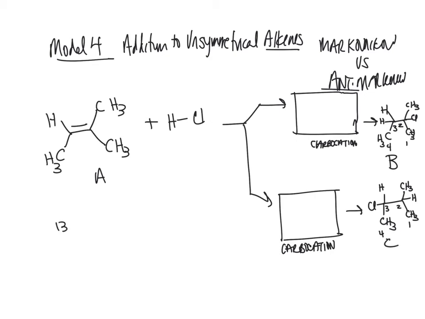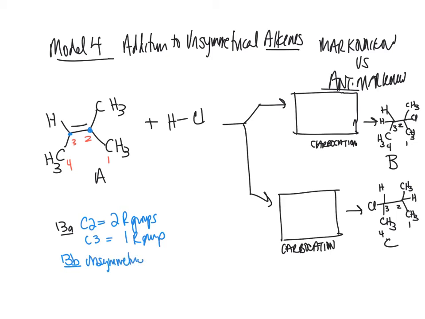Let's answer our question 13A. In structure A for model 4, compare the two carbons of the alkene, carbon 1, 2, 3, 4. So they're saying compare carbon 2 and carbon 3. How many R groups are on carbon 2? So carbon 2 has 2 R groups. How many R groups are in carbon 3? Carbon 3 has 1 R group.